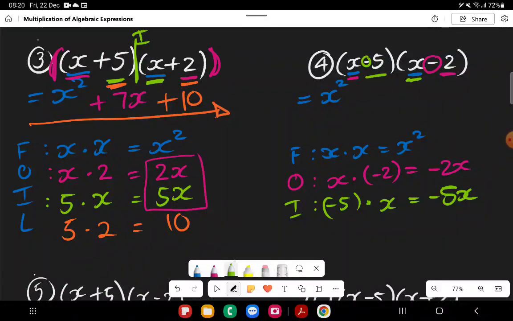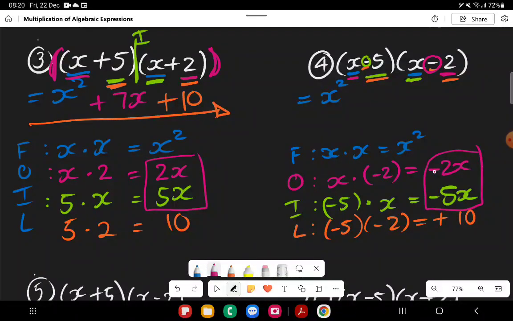And then we're going to do last. And last is going to be that with the negative sign and that with the negative sign. So that's going to be negative 5 multiplied by negative 2. Negative times negative is positive. 5 times 2 is 10. So if I combine these two, minus 2x minus 5x is minus 7x plus 10.